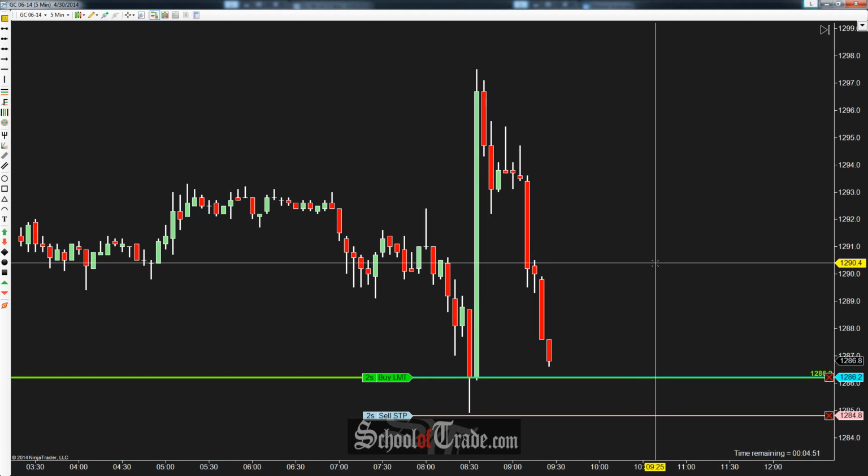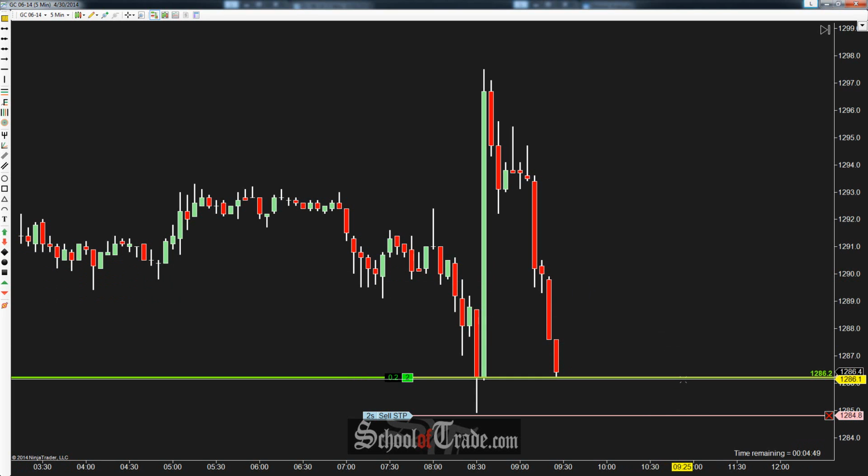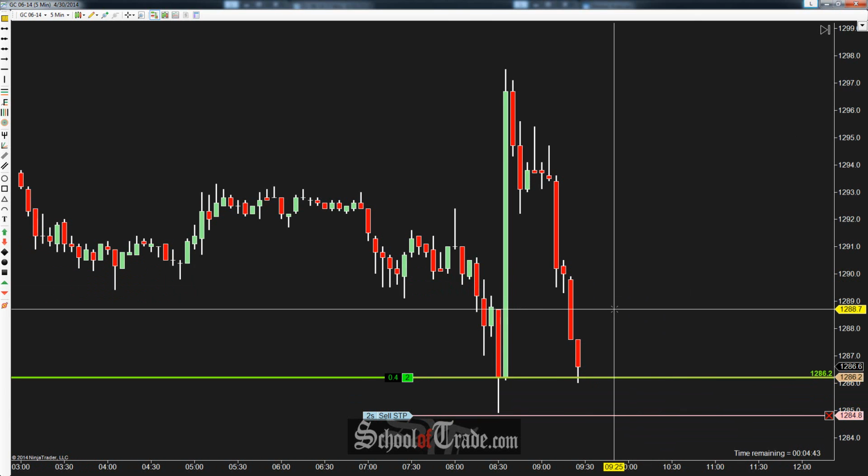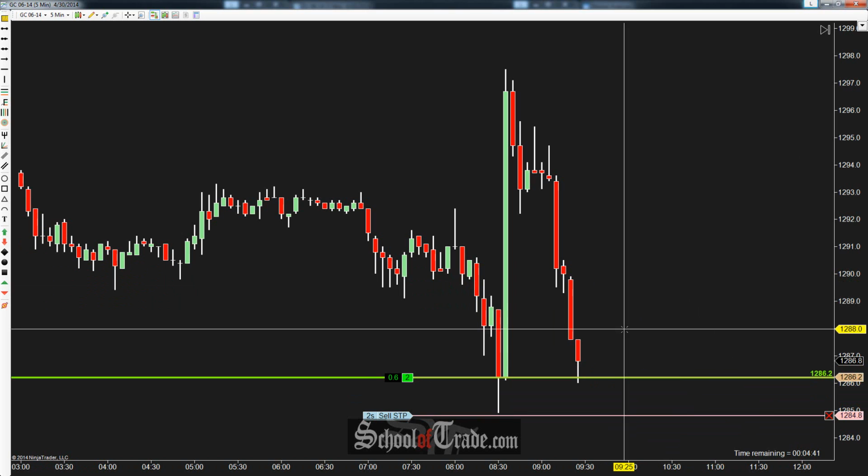Reversal zone trade here on gold. Now this reversal zone here, we're looking at buying here at 1286.2, which we actually just bought. Stop is down below 1284.8. Now let's take a look at why we're interested in buying this area.